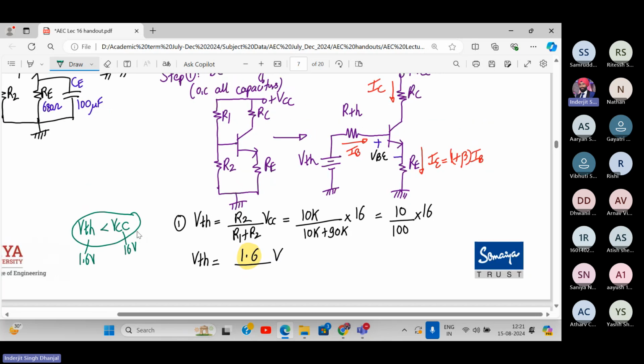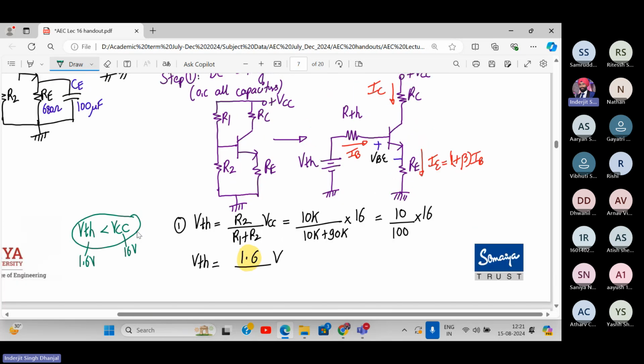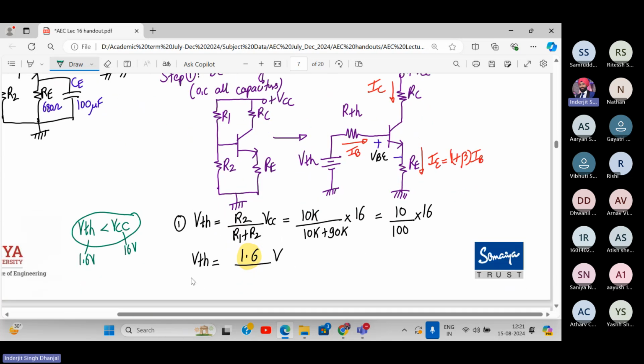All right. Next thing we do is we calculate what? RTH. How much is RTH? R1 parallel to R2. That will be 90 kilo ohm parallel to 10 kilo ohm. You know when two resistances are in parallel, the answer will be lesser than the least resistance. So RTH will be lesser than 10k for sure. How much is this? Is this 9 kilo ohm? Yes, sir.